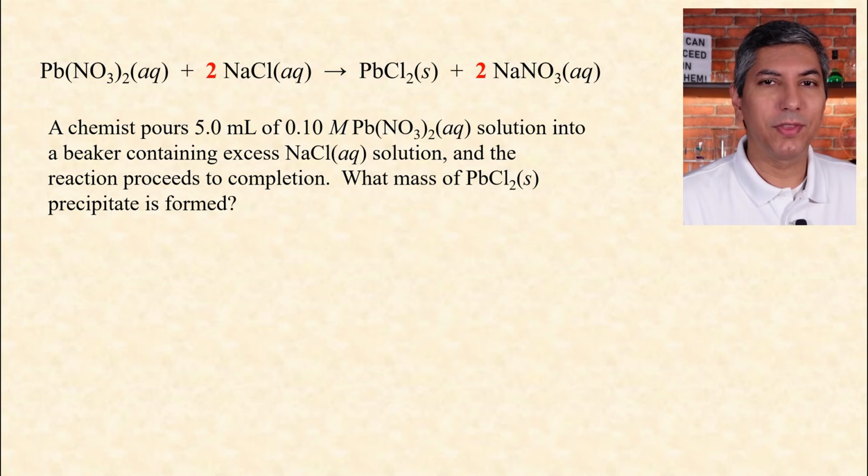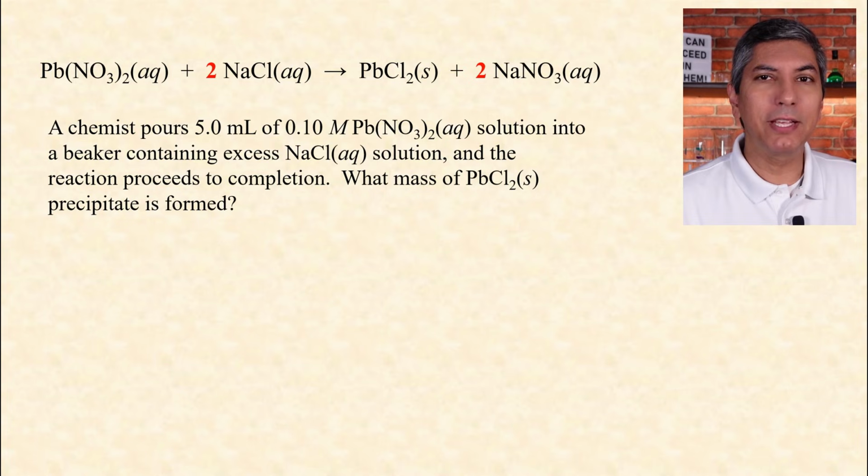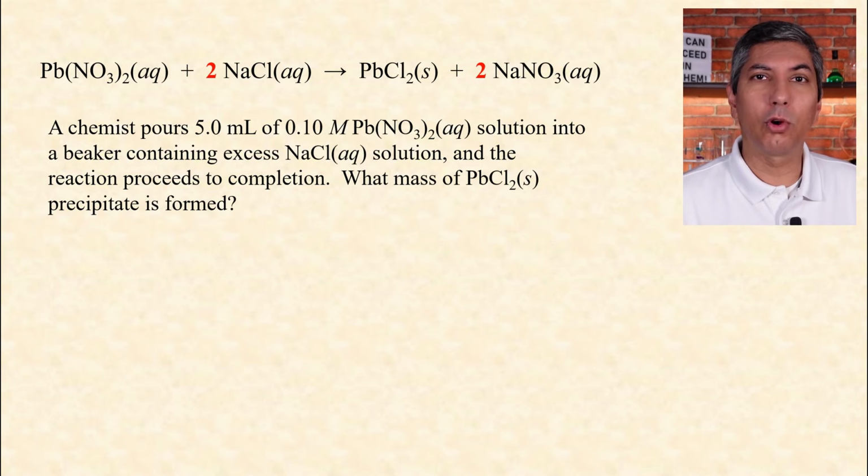We can use the same process to solve stoichiometry problems involving solutions. For example, take this balanced equation. A chemist pours 5.0 milliliters of 0.10 molar lead-2 nitrate solution into a beaker containing excess sodium chloride solution, and the reaction proceeds to completion. What mass of lead-2 chloride precipitate is formed?